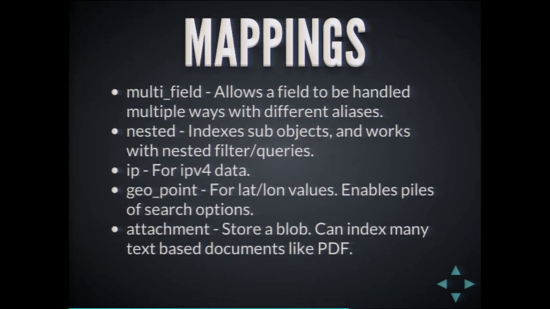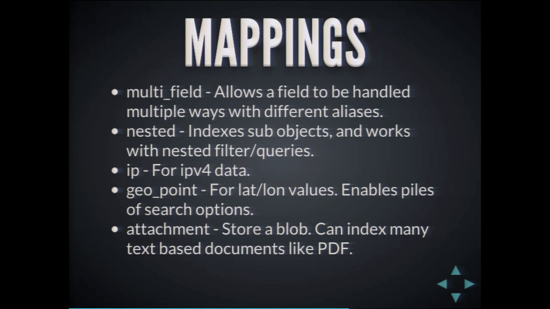You also have more mappings. There's multi-field, which allows you to index a field multiple ways. So you can give a field two aliases and have them indexed differently. You can create nested, which creates sub-objects, which allows you to do searches based on dot notation. So you can drill down and just search on those nested objects. You have to be careful when you do nested objects, because it creates a weird cross-join type situation, so you might want to avoid it.